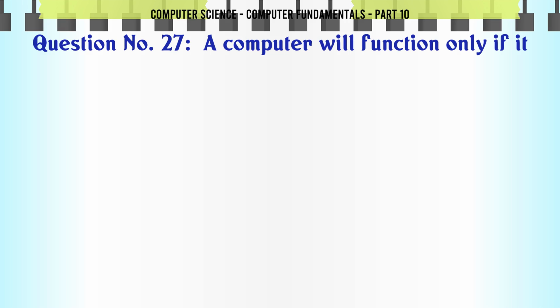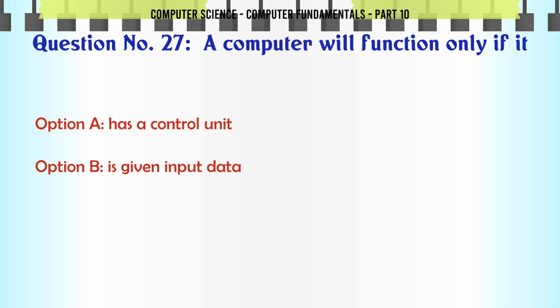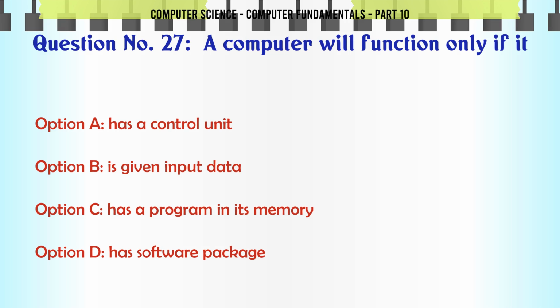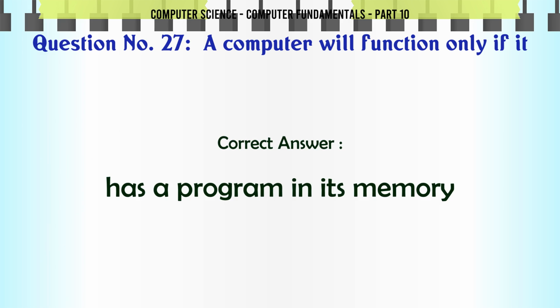A computer will function only if it A. has a control unit. B. is given input data. C. has a program in its memory. D. has software package. The correct answer is has a program in its memory.